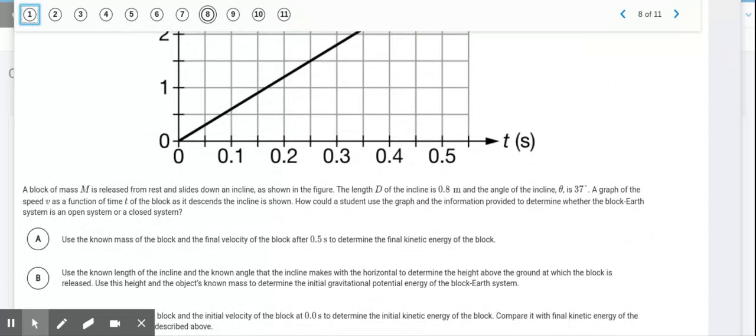A graph is here. How could a student use the graph and information provided to determine whether the block-Earth system, which includes UG, is open or closed? So how can we decide whether energy is coming in or energy is all contained?